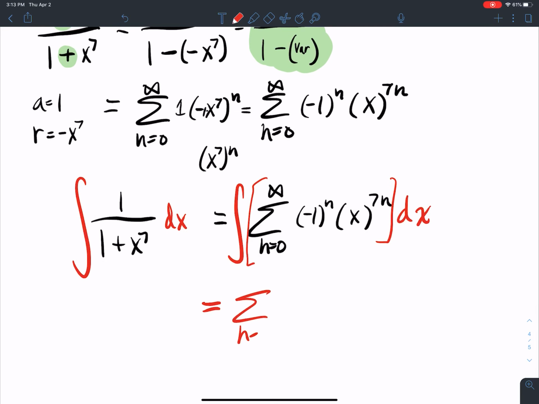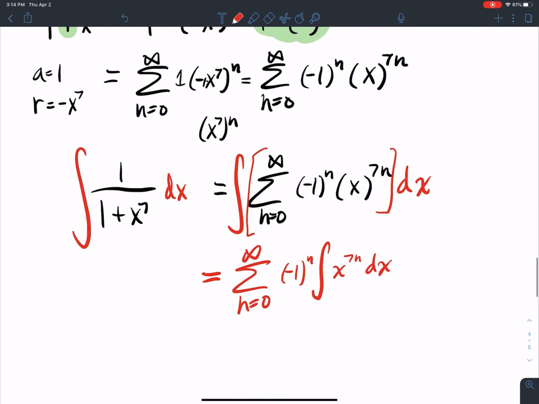So I have series 0 to infinity, okay? And then anything that doesn't have an x in it, I can pull it out front. I don't have to worry about that part there, right? So the negative 1 to the n has no x. It's like a constant. Pull it out. I have x to the 7n dx.